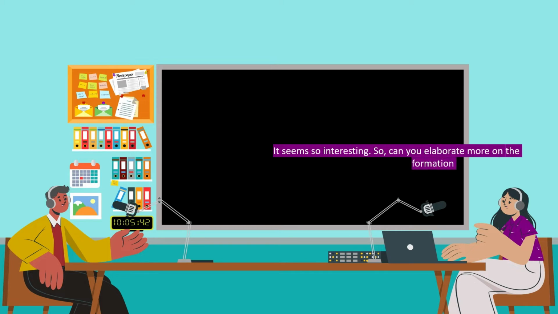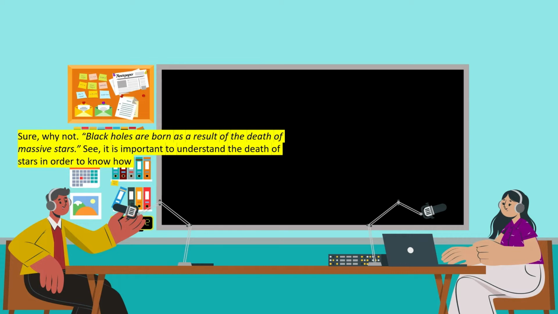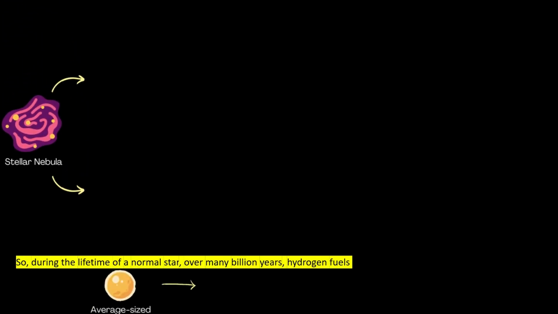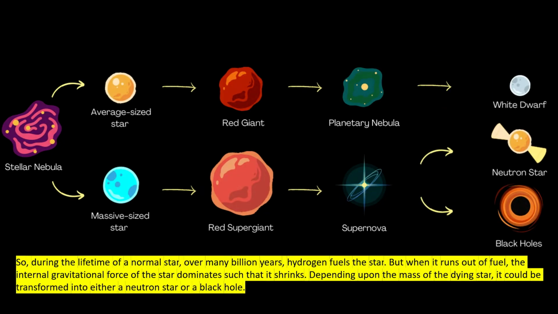It seems so interesting. So, can you elaborate more on the formation of black holes? Sure, why not? Black holes are born as a result of the death of massive stars. See, it is important to understand the death of stars in order to know how black holes are formed. So, during the lifetime of a normal star, over many billion years, hydrogen fuels the star. But when it runs out of fuel, the internal gravitational force of the star dominates such that it shrinks.